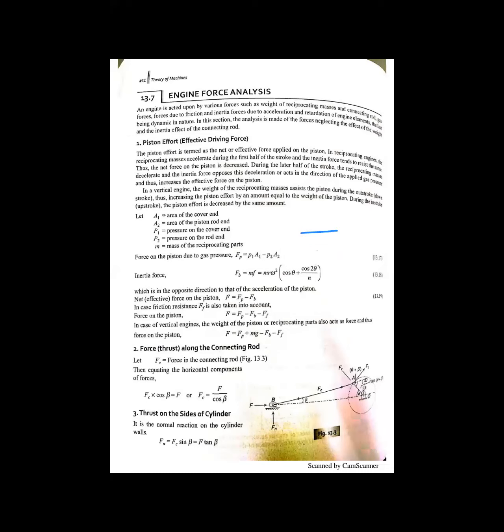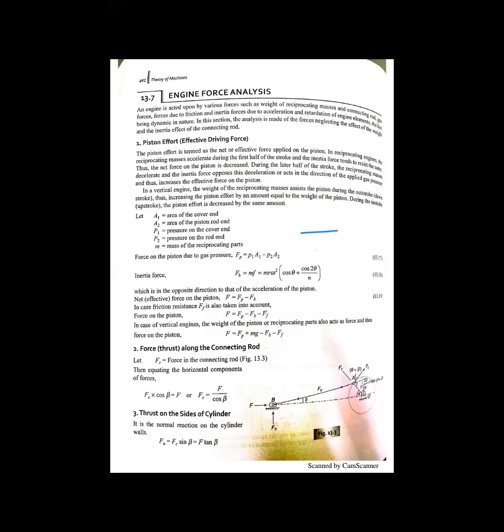In the case when we consider frictional resistance, the force on the piston F equals Fp minus Fb minus Ff.